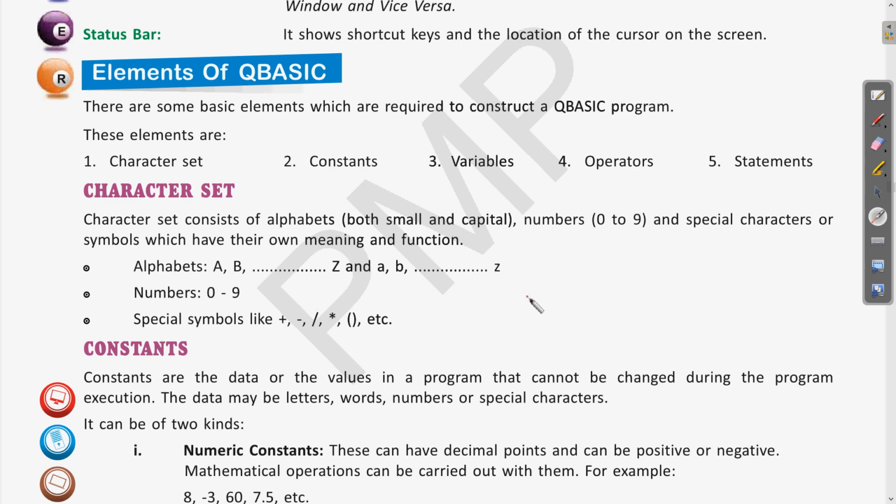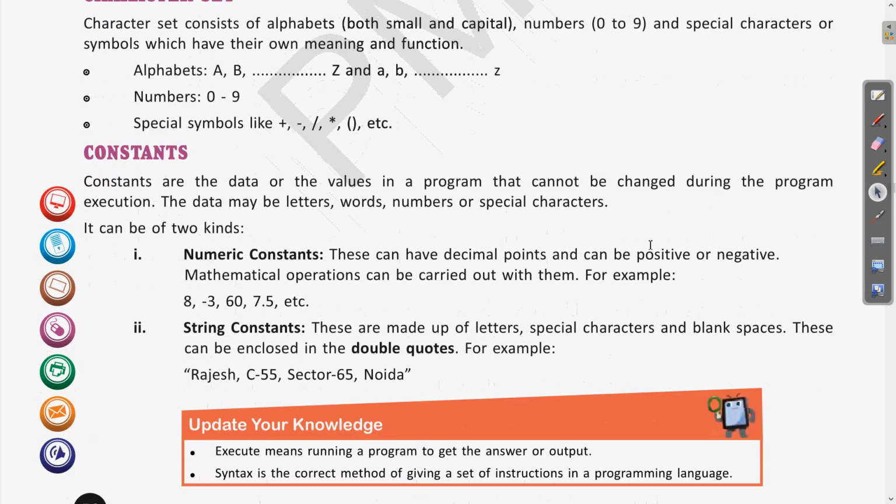Then we saw what a constant is. A constant is something which does not change during the program execution, the value which is fixed. That is called a constant, clear. And in constants there are two types we have seen: one is numeric constant and another is string constant, clear.